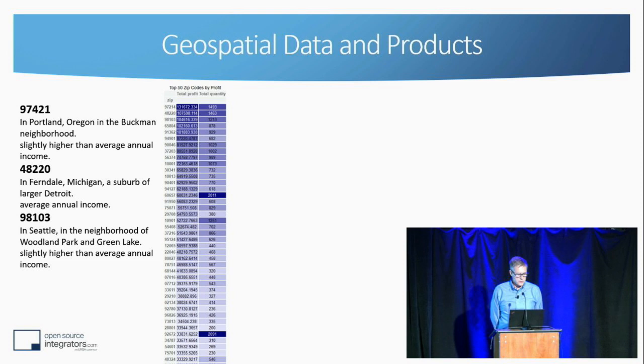We noticed a few things here. So in Portland, Oregon, slightly higher than the average income. One in a suburb of Detroit, another one in Seattle. And I'll just tell you, this customer of ours deals in musical instrument gear. And we noticed some things about that. As we drilled in, it was also kind of younger, maybe a little bit more well-educated, and had disposable income to be able to buy musical instrument products.